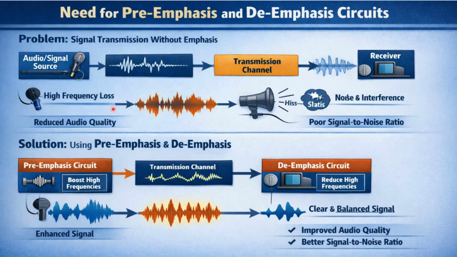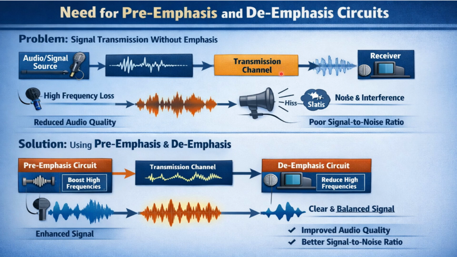There is high frequency loss, and if you are using pre-emphasis, then what will happen? Your pre-emphasis circuit will boost the high frequency signal, and then if you send it through the transmission channel, you will be able to get a very clear and balanced signal. So there is improved audio quality and better SNR. This is the advantage of the pre-emphasis and de-emphasis circuits, right?